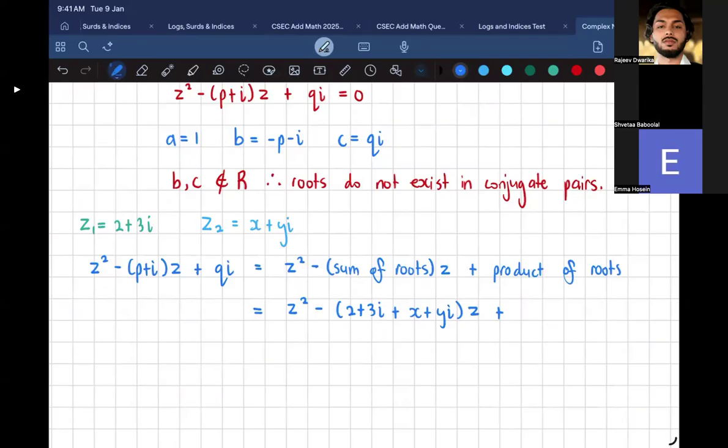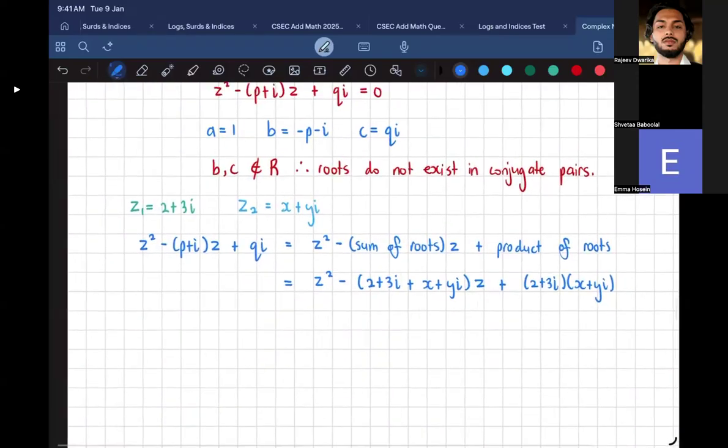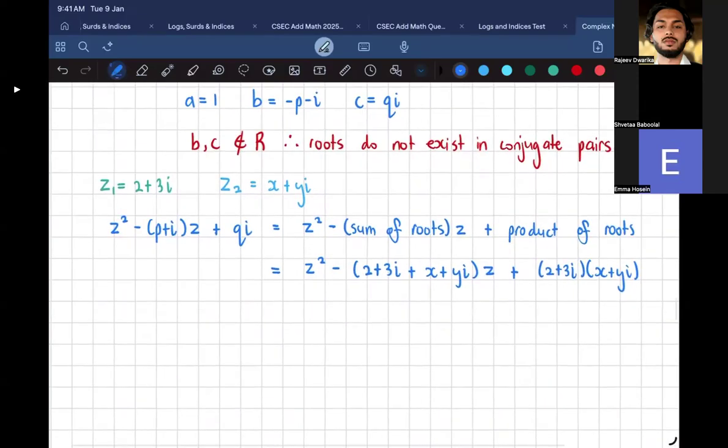Now, Shweta, do you think we're allowed to use difference of two squares in this instance? No, because are the roots conjugates? No, they're not. So you have to take your time and be very careful about this. So you're going to write 2 plus 3i by x plus yi, and you have to expand it. So you're with me so far? Yeah. Cool.